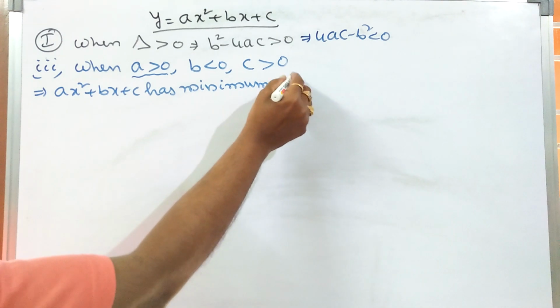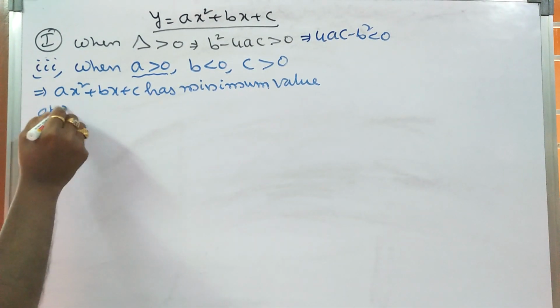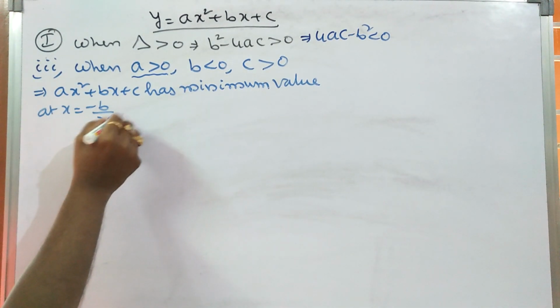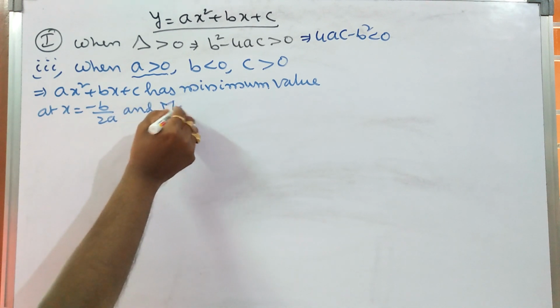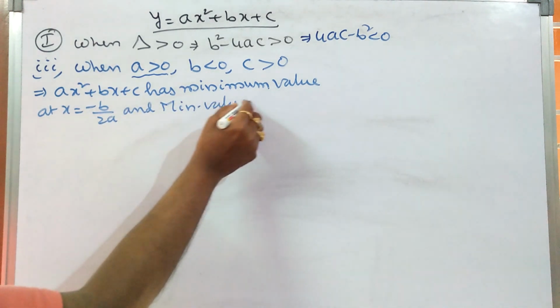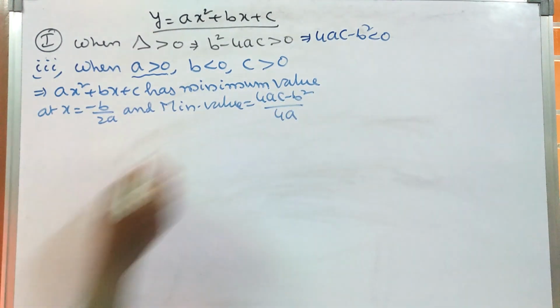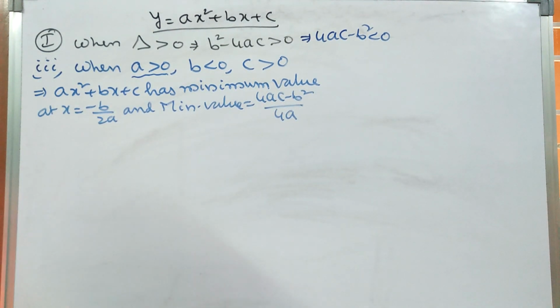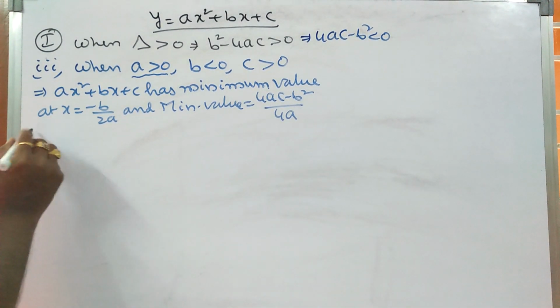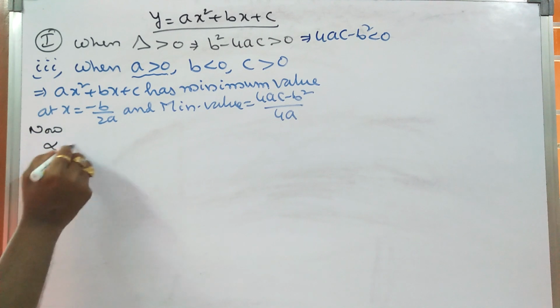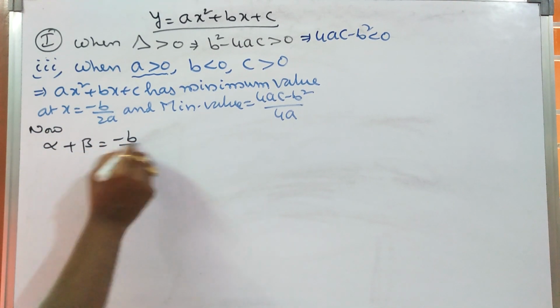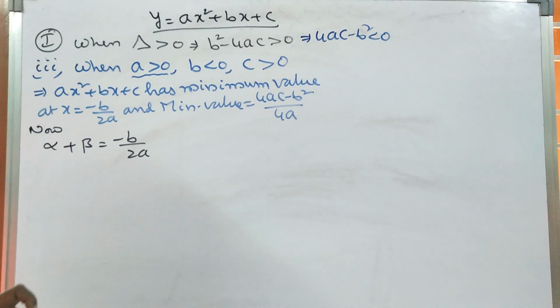So this implies ax square plus bx plus c has minimum value. Minimum value means upward parabola, at x is equal to minus b by 2a, and minimum value is equal to 4ac minus b square by 4a. Now let us find alpha plus beta, the sum of the roots. Now alpha plus beta is equal to minus b by 2a. How will it be? Let us see.